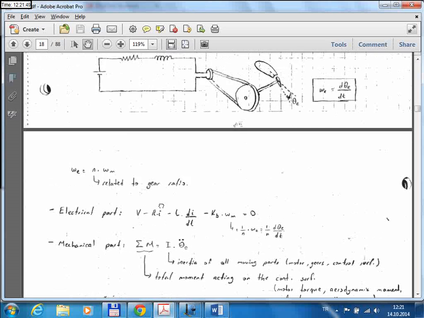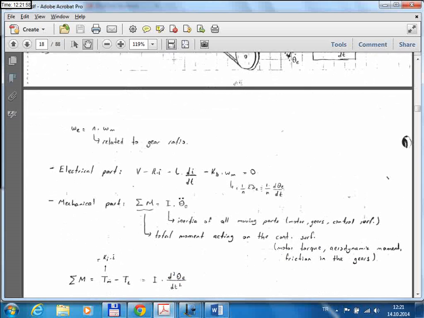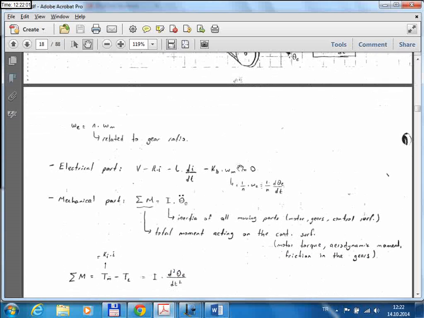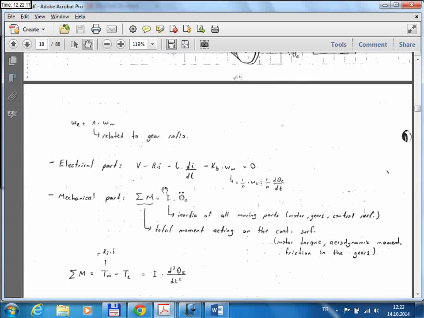The equation for the electrical part is the same as what we had before, so this is the equation for the electric motor, and then there's this omega term. For the mechanical part, we have this differential equation. The total moments acting on that control surface will be equal to the moment of inertia of the control surface times its angular acceleration. So this is the second equation.